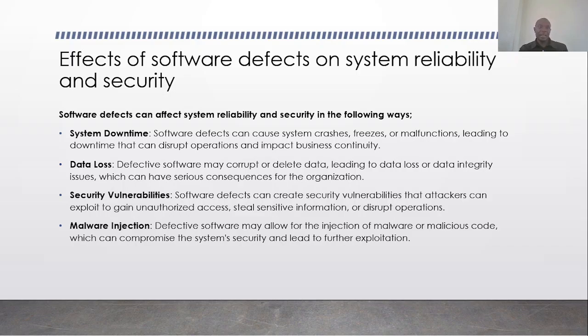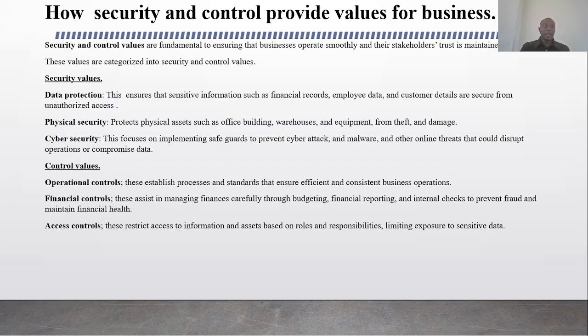Software defects can affect system reliability and security in the following ways. One, system downtime. Software defects can cause system crashes, freezes, or malfunctions, leading to downtime that can disrupt operations and impact business continuity. Another one is the malware injection. Defective software may allow for the injection of malware or malicious code, which can compromise the system security and lead to further exploitation.